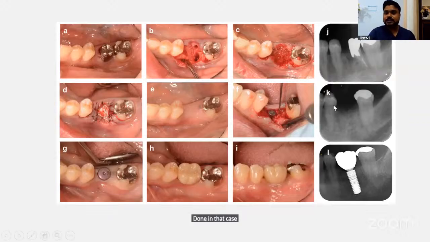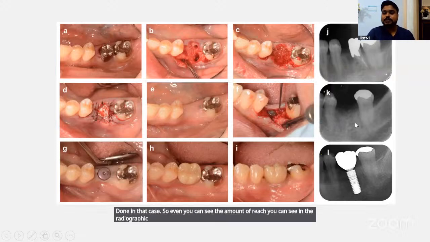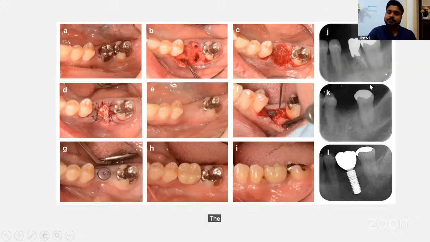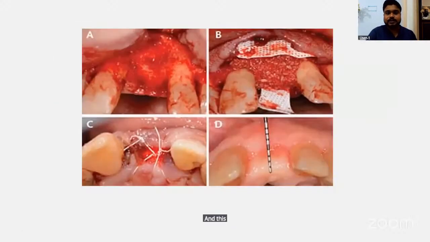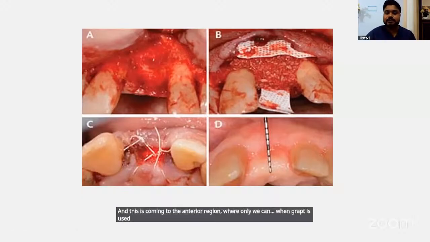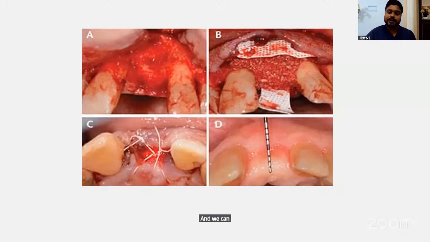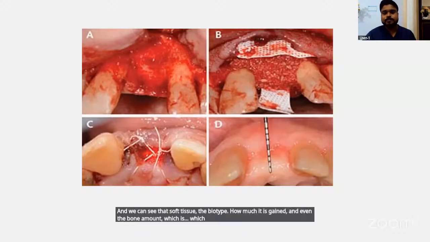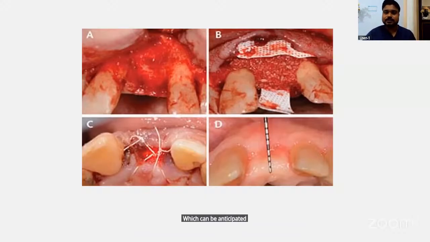You can see in the radiographic pictures the amount of bone and height that has been achieved in these cases. And coming to the anterior region, where bone graft and a PTFE membrane have been used, we can see how much soft tissue biotype has been gained, and even the bone amount which can be anticipated after 6 months.